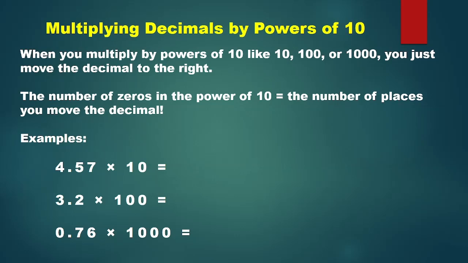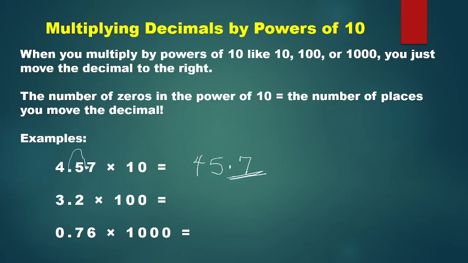Here, I want to multiply 4.57 by 10. Now, because I have only one zero in 10, it means I'm just going to move the decimal point only one place to the right. This is your right hand side. So my point is now here. So the answer to that question is just 45.7. So this is what you do if you are multiplying by a power of 10. Note, a power of 10.